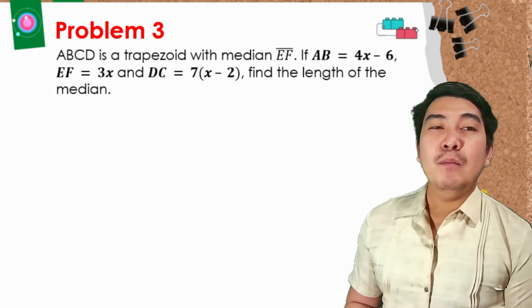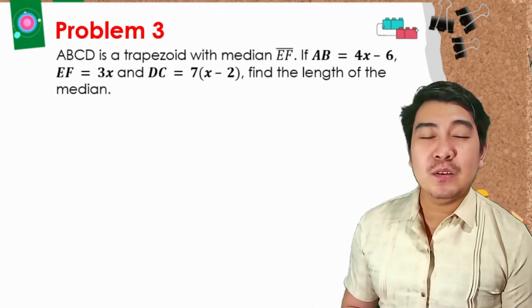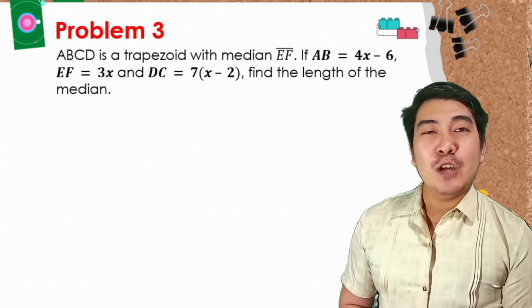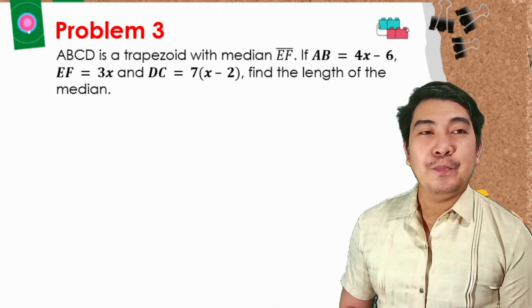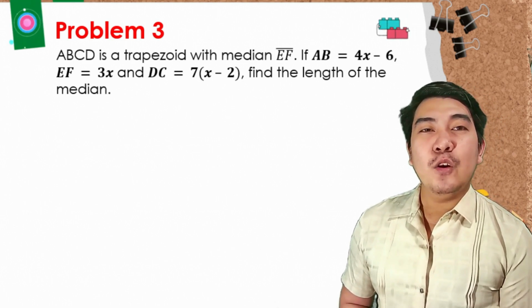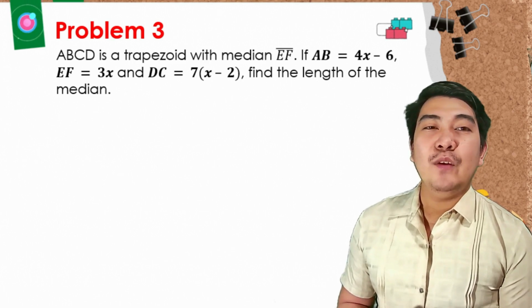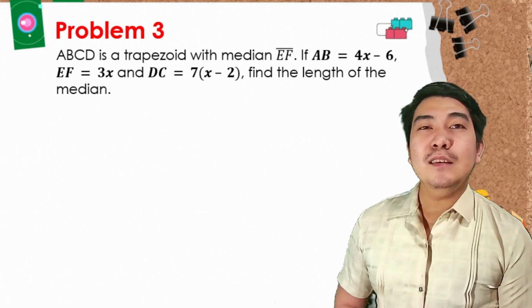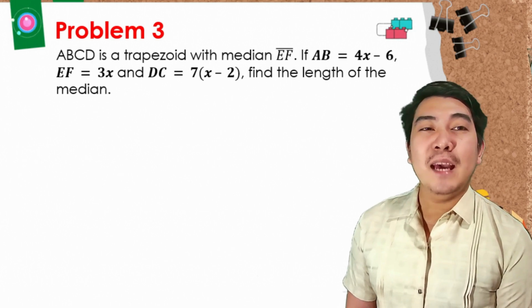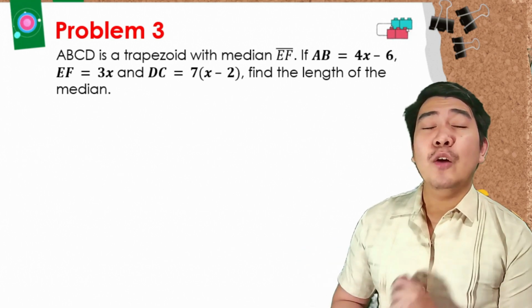And our third problem is all about a trapezoid. ABCD is a trapezoid with median EF. If AB is equal to 4x minus 6, EF is 3x, and DC is equal to 7 times the binomial x minus 2, find the length of the median.